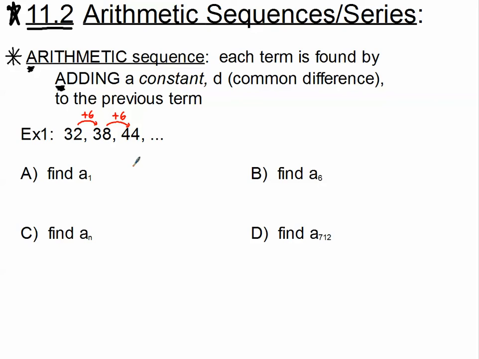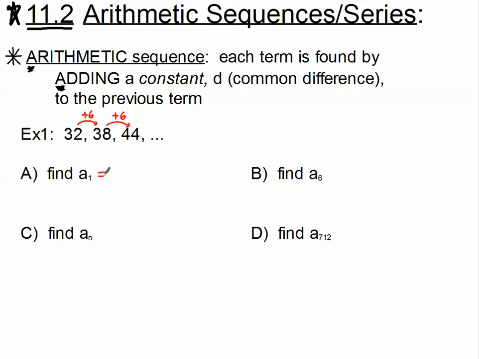So let's talk about some of our symbols. The first part is I'm looking for a sub 1. Now sometimes it's a sub 1, sometimes for the first term you don't even see the subscript of a 1, it just says a. For every other term you definitely need the subscript. Here's a sub 6 and here's a sub 712. So these subscripts tell you which term we're talking about.